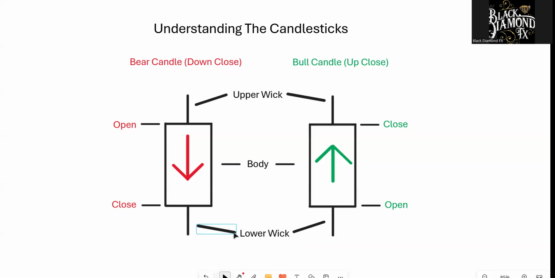All right. Then in the middle, you have the meat and potatoes, which is the body. This is the body. This is where the most important price levels are, the area of the candle between the open and close. I call this the meat and potatoes because this is where most of your trading goes on within the candle, inside of the body.